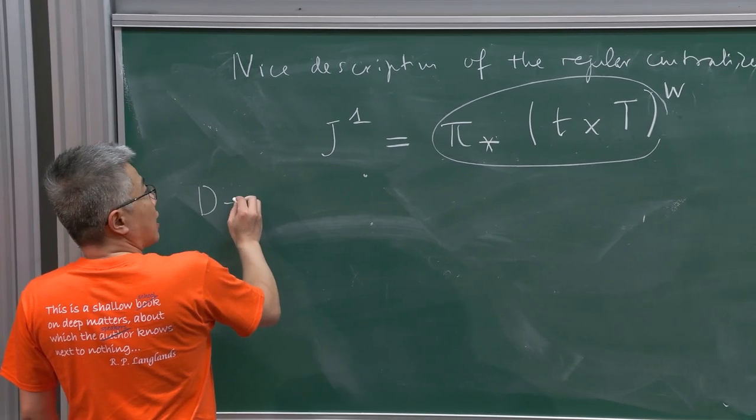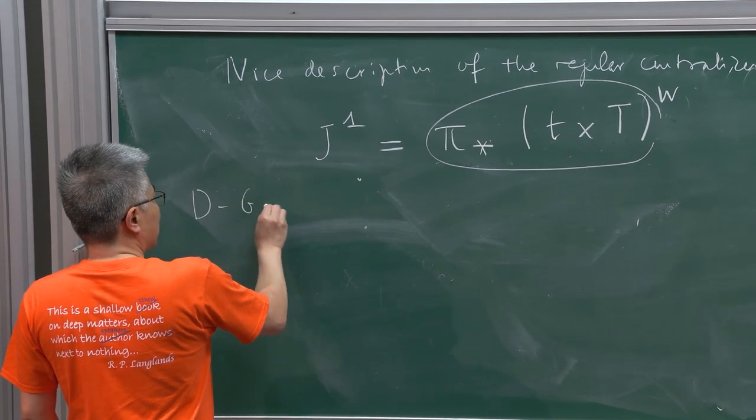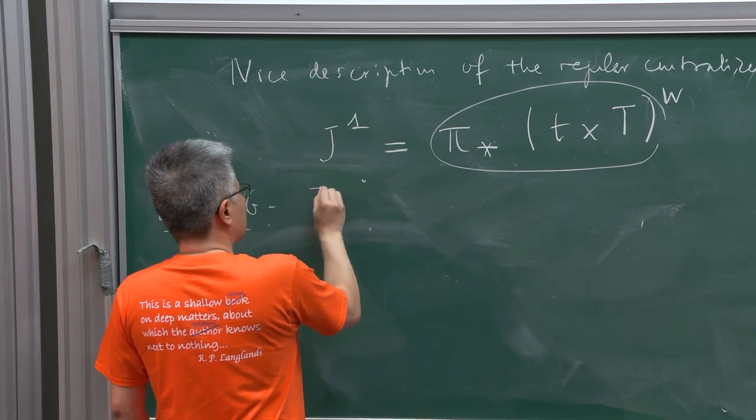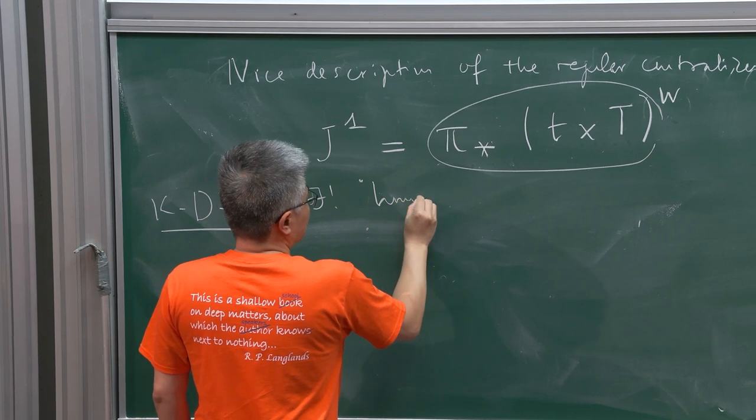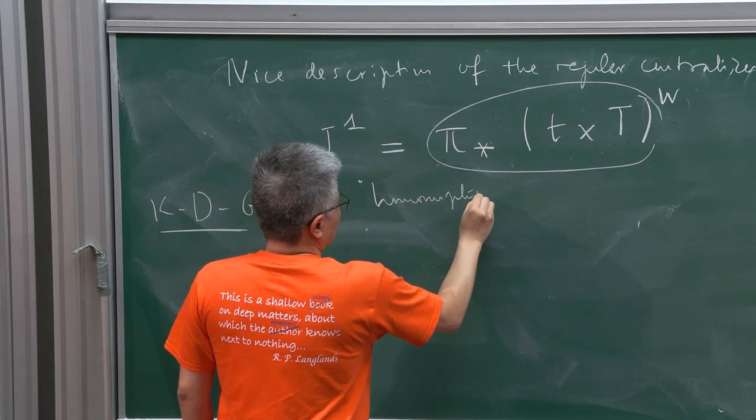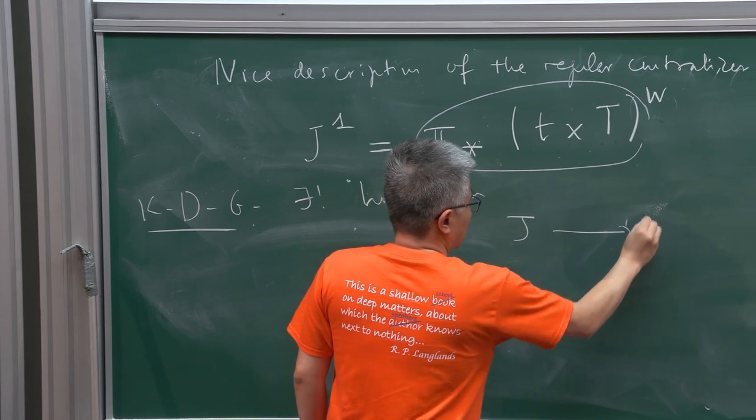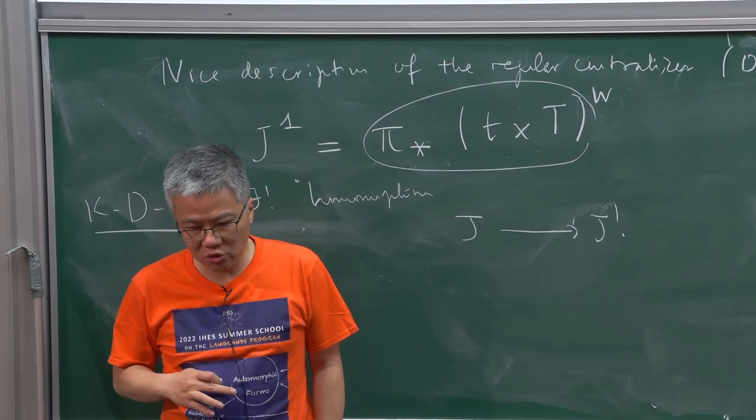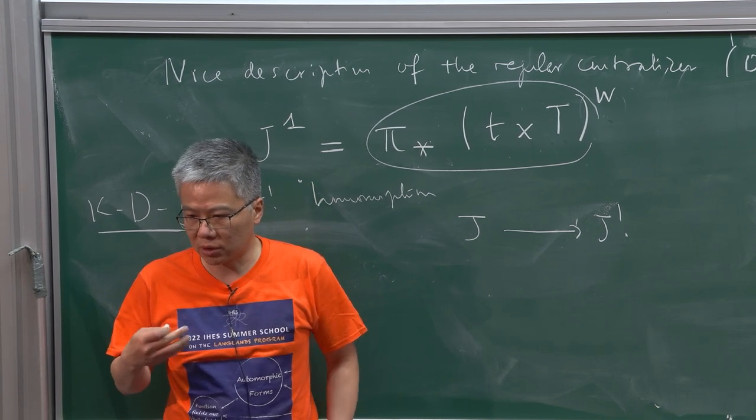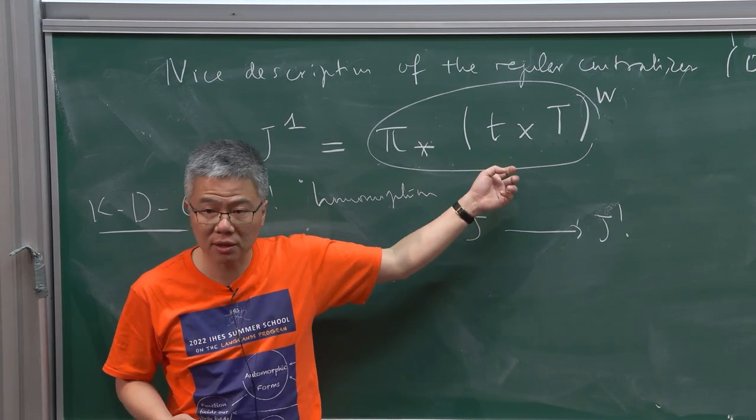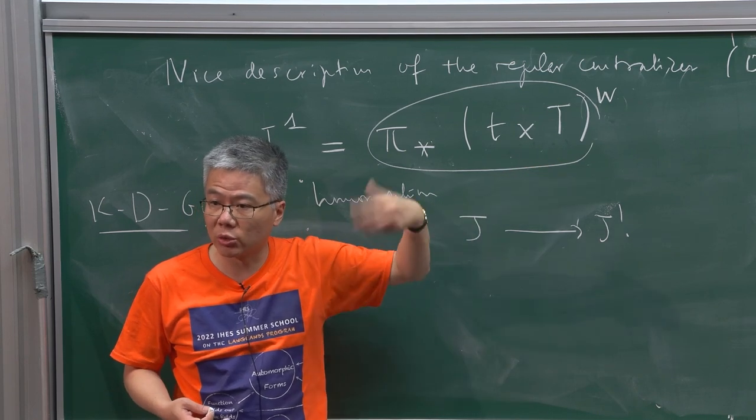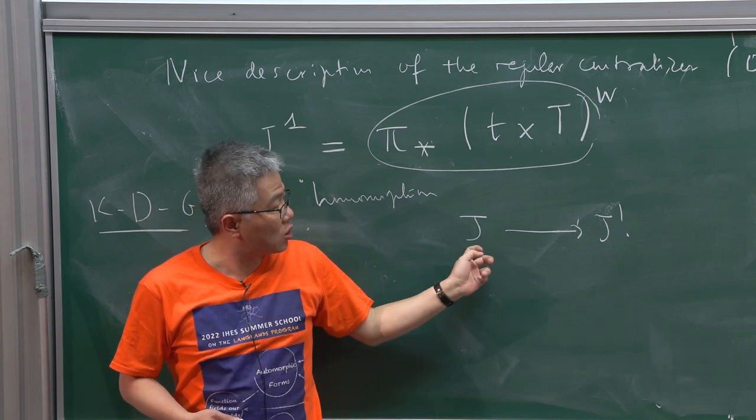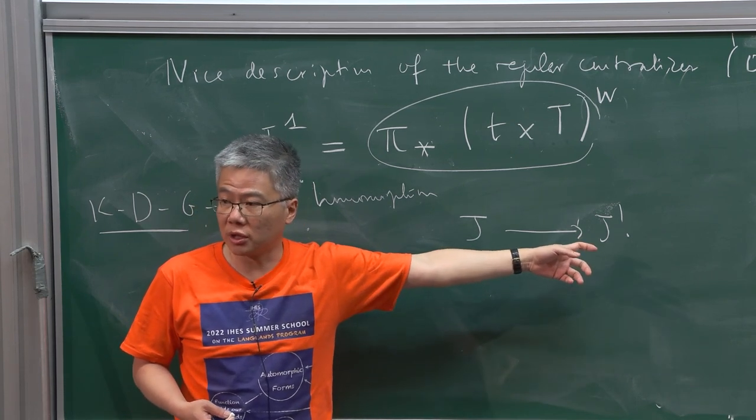And the way I would like to rephrase Donagi-Gaitsgory theory is that there exists a canonical homomorphism from J to J1, which is almost an isomorphism. Where it fails to be an isomorphism is about connected components. So the fibers of this may be not connected. When you take the W invariant, you can create components on the ramification locus.